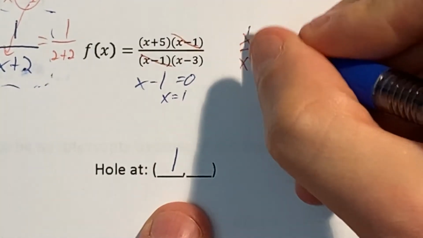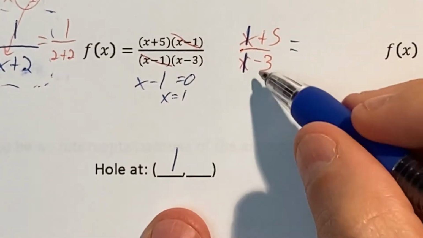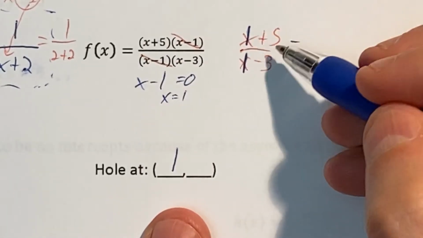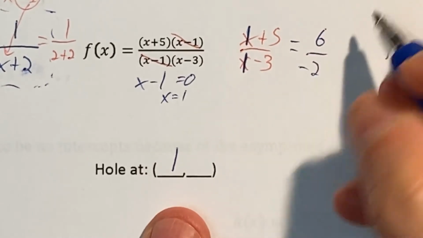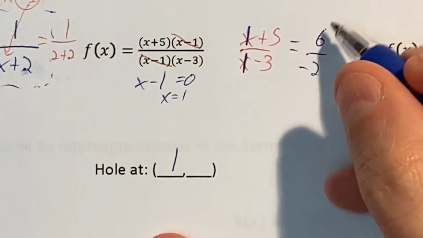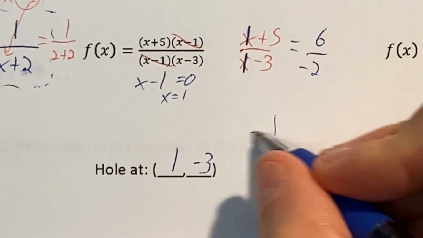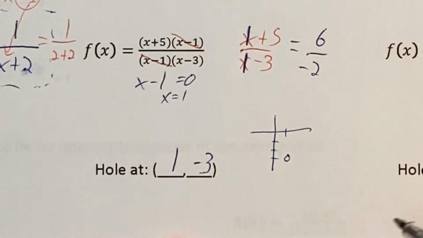And now I'm going to take that 1 and plug it into the new equation. Always plug it into the new equation. If you plug it in here, nothing will happen. So then 1 plus 5 is 6. 1 minus 3 is negative 2. And 6 divided by negative 2 is negative 3. So that means if you were to go to 1, 1, 2, 3, there'd be an open circle here. Like that.